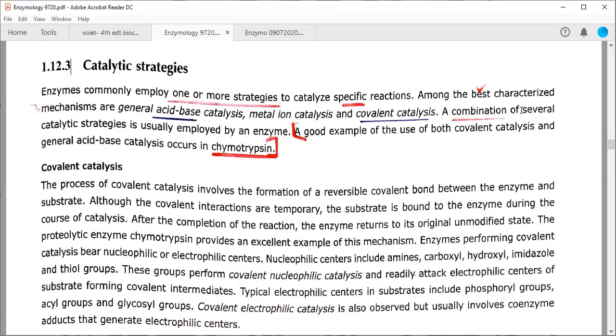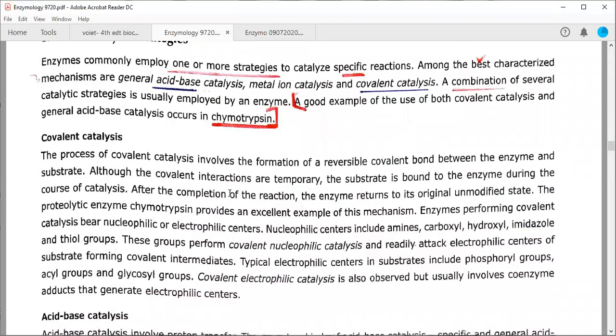Now, a combination of several catalytic strategies is usually employed by an enzyme. This is very important. We also discussed this in the first lecture. A good example of the use of both covalent catalysis and general acid-base catalysis occurs in the case of chymotrypsin. There is a family of proteases which are called serine proteases. Chymotrypsin is a family member of this large family called serine proteases. We will discuss serine proteases also.